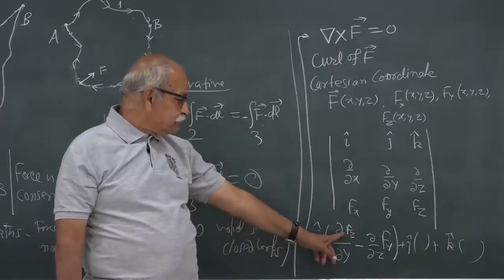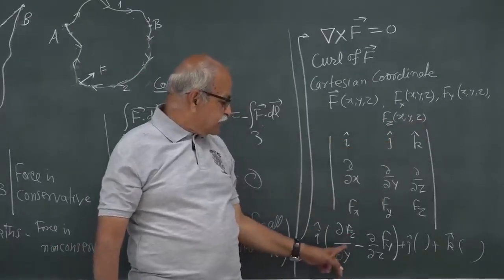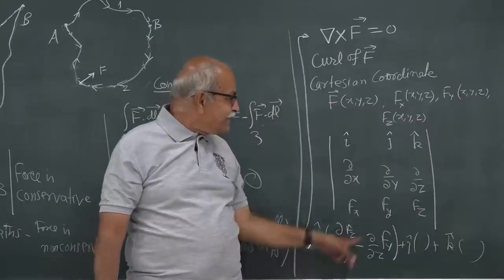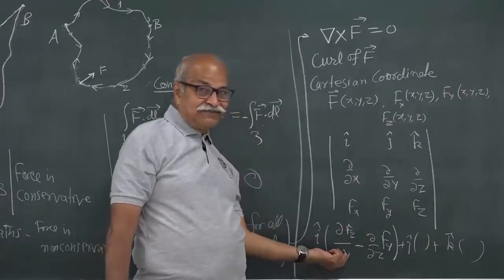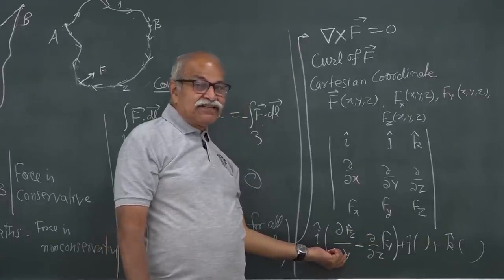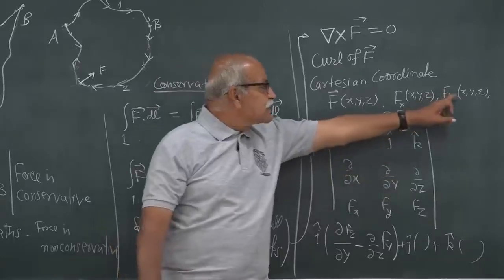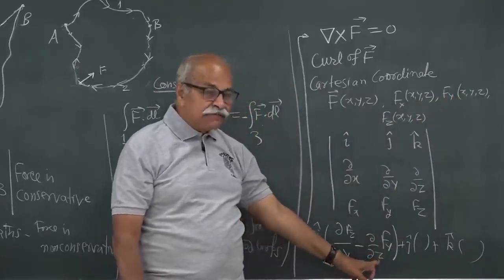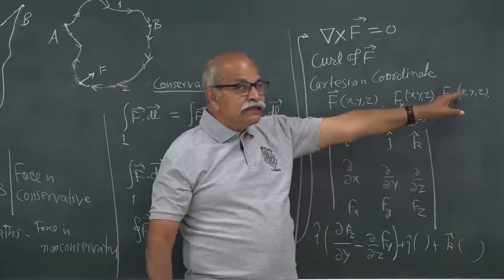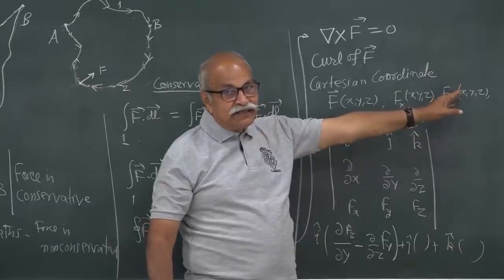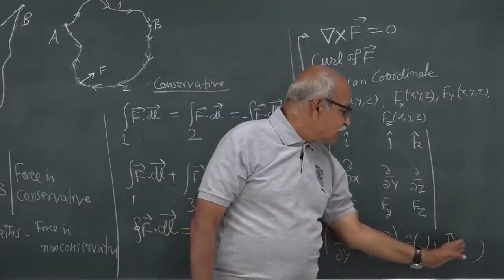What is this? Fz is a function of x, y, z. Now, differentiate with respect to y and treat any x and z coming in this expression as constant during this differentiation. This is called partial differentiation, partial derivative. Similarly here, fy is a function of x, y, z and differentiate with respect to z. In this expression, differentiate with respect to z and treat any x and y as constant. Similarly, you will have two partial derivatives here and two partial derivatives here.